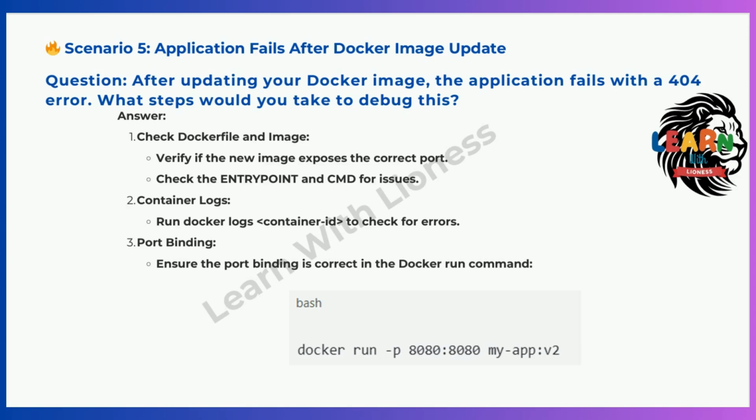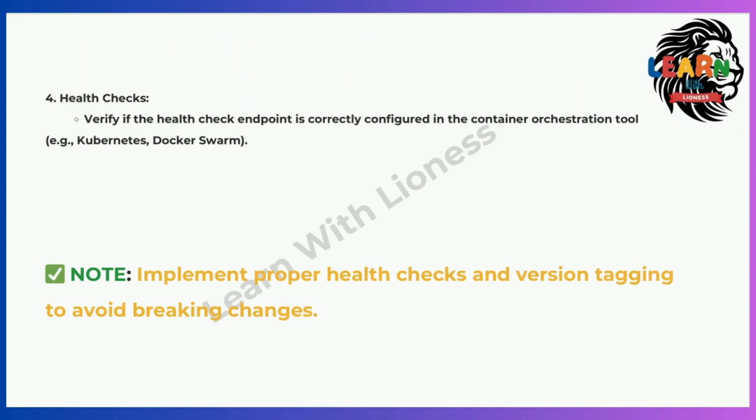2. Container logs. A. Run docker logs to check for errors. 3. Port binding. A. Ensure the port binding is correct in the Docker run command. 4. Health checks. A. Verify if the health check endpoint is correctly configured in the container orchestration tool, for example Kubernetes, Docker Swarm. Note: implement proper health checks and version tagging to avoid breaking changes.